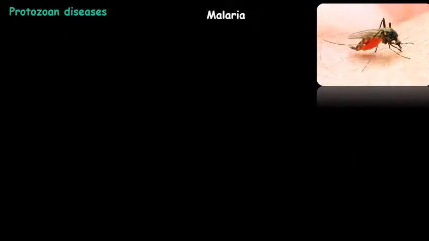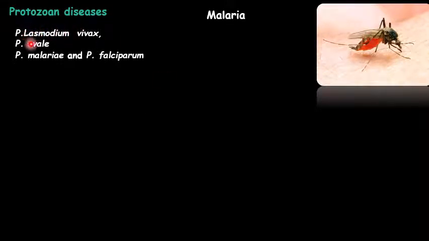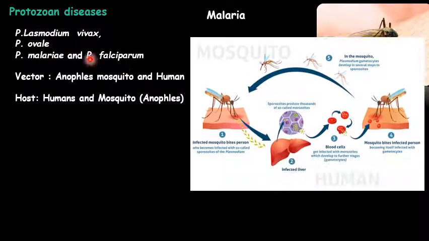Let's talk about another important protozoan disease, which is caused by the Plasmodium species, which we commonly call malaria. It has several types of species like Plasmodium vivax, Plasmodium ovale, Plasmodium malariae, and Plasmodium falciparum. The vectors which spread this disease are both humans as well as mosquitoes. But the primary vector for Plasmodium is the mosquito, because when an infected mosquito bites, it spreads the Plasmodium species, and it travels through the bloodstream and lives in the red blood cells.